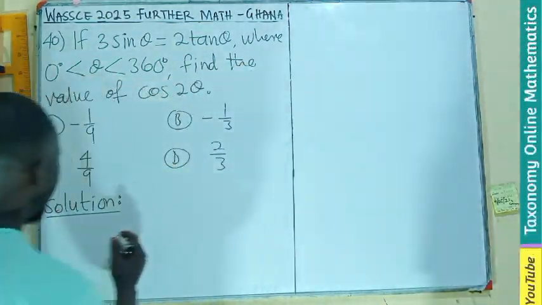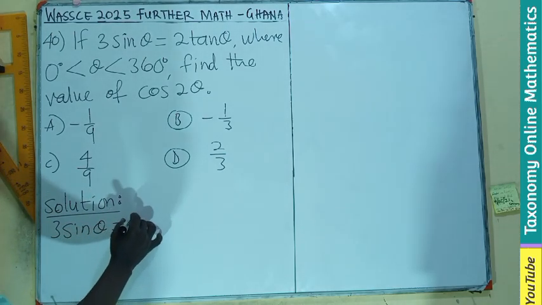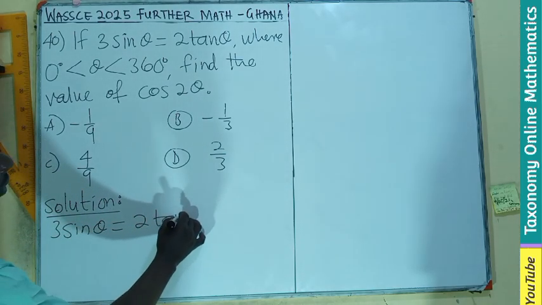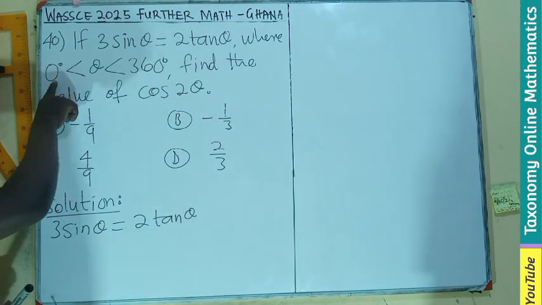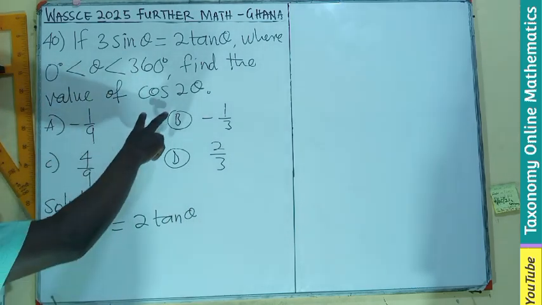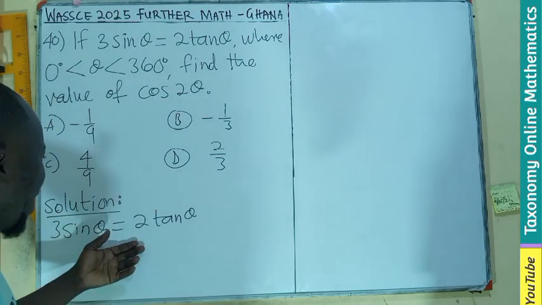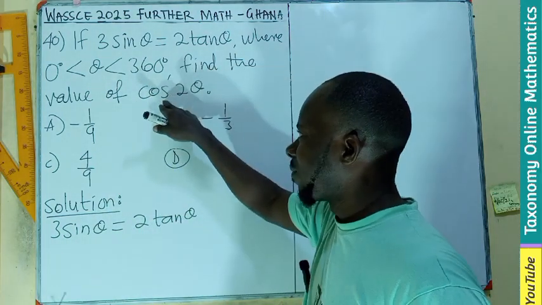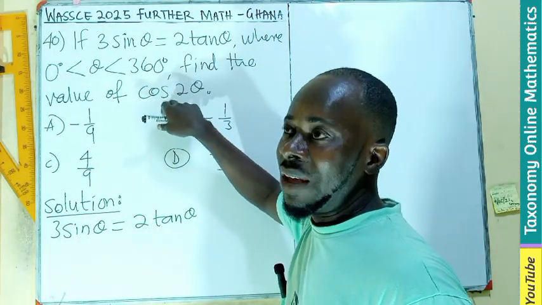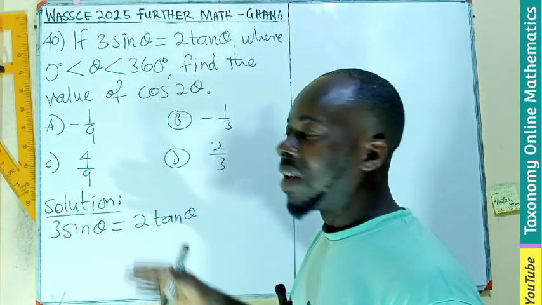If we have 3 sine theta equals 2 tan theta, where theta is between 0 and 360 degrees, we have to find the double angle, cos 2 theta. Now, what we can do is to see what we need for this. If I know what I need, I can expand this further.